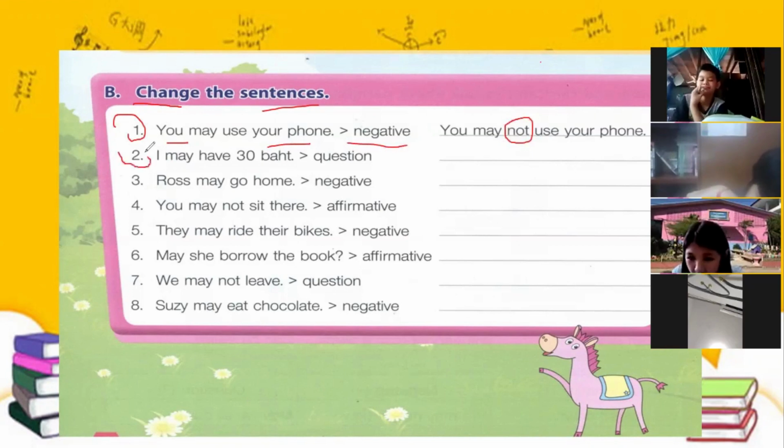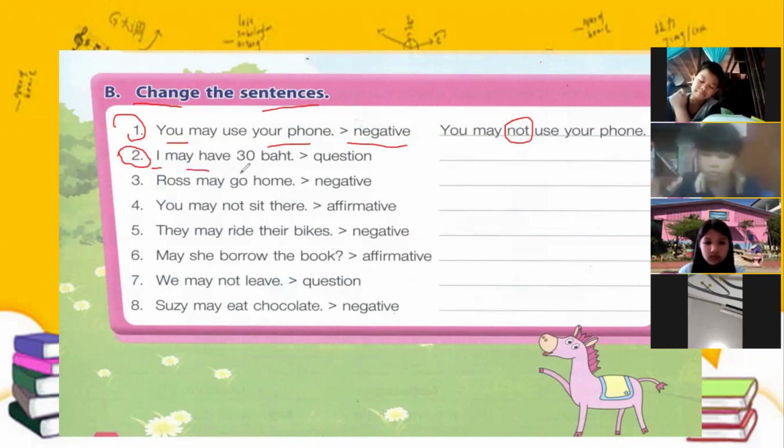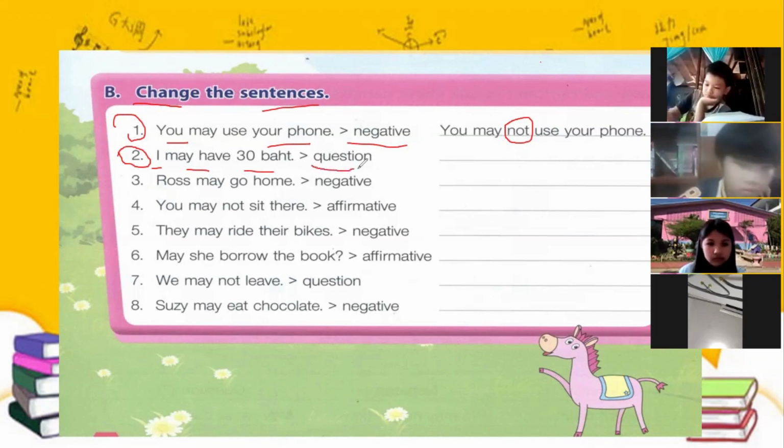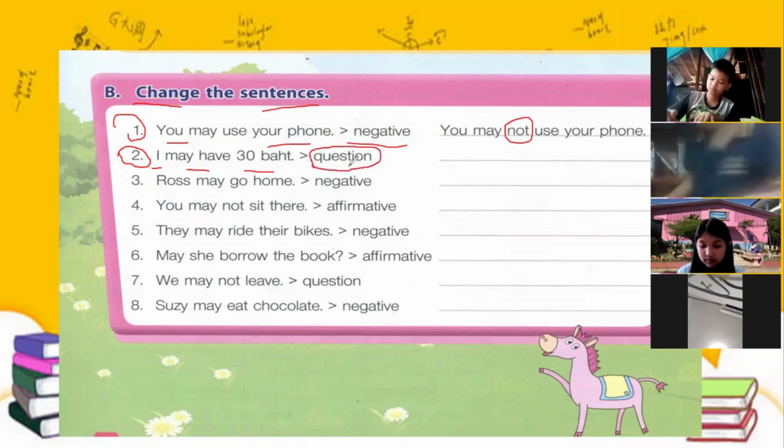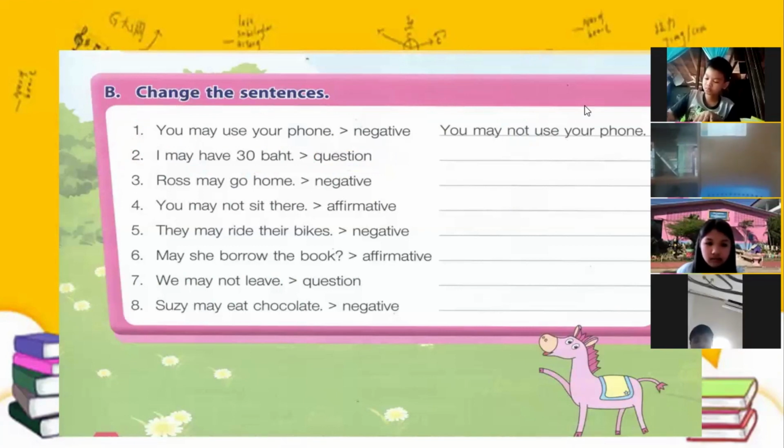Okay, similarly sentence number 2. I may have 30 baht. So we are going to change it into a question sentence. What will be the sentence? Anyone can tell me, students? May I have 30 baht? Very good. May I have 30 baht? So here you're asking for permission, right? You're asking for permission, okay?